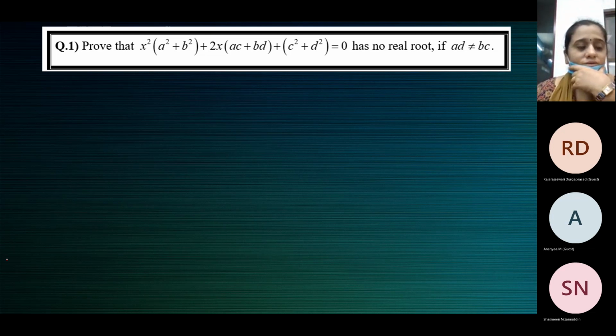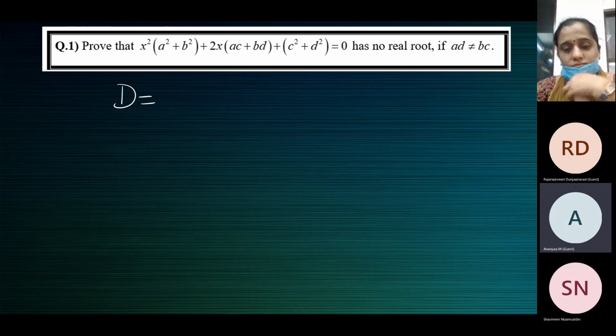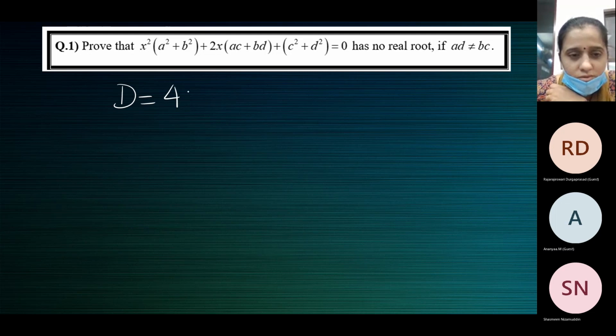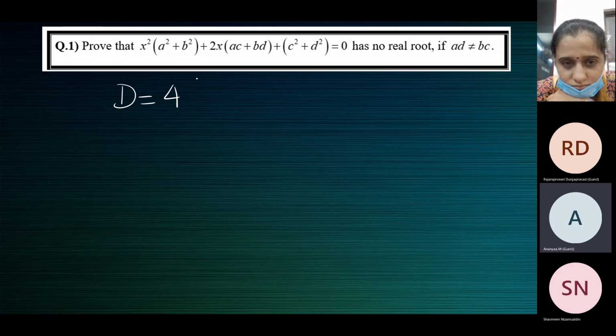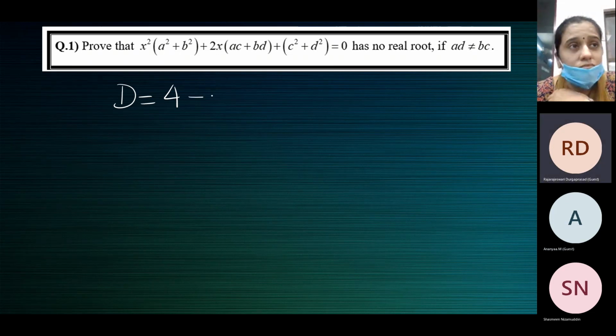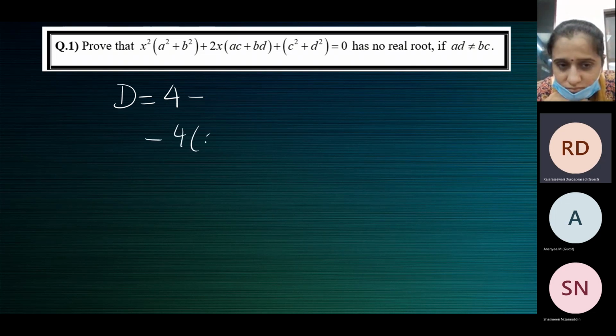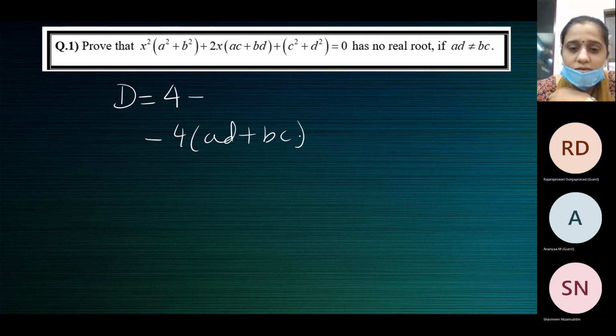Have you all found out D? What is the expression for D? I got 4 minus AD minus BC the whole square. Minus 4 into? I got it as minus. Ma'am, I got minus 4 of AD plus BC the whole square. Okay. Correct.